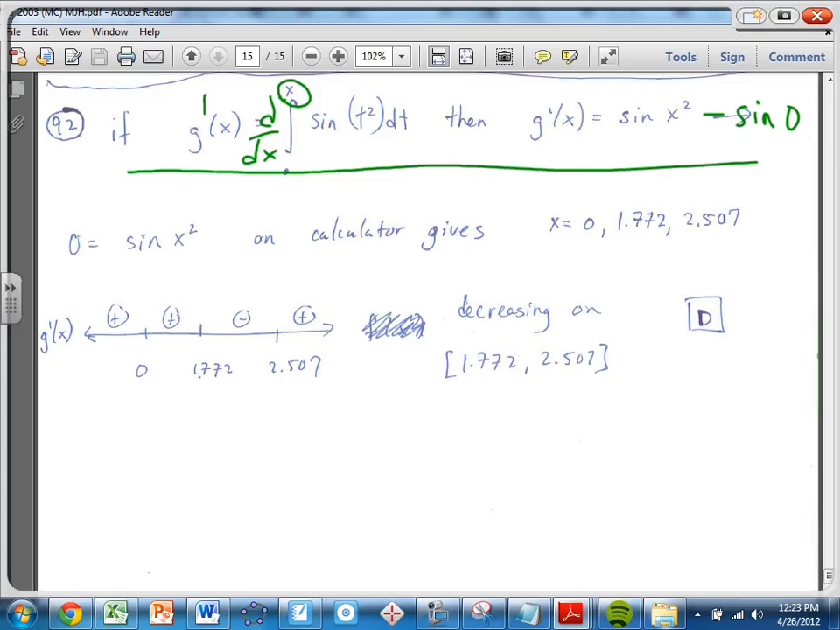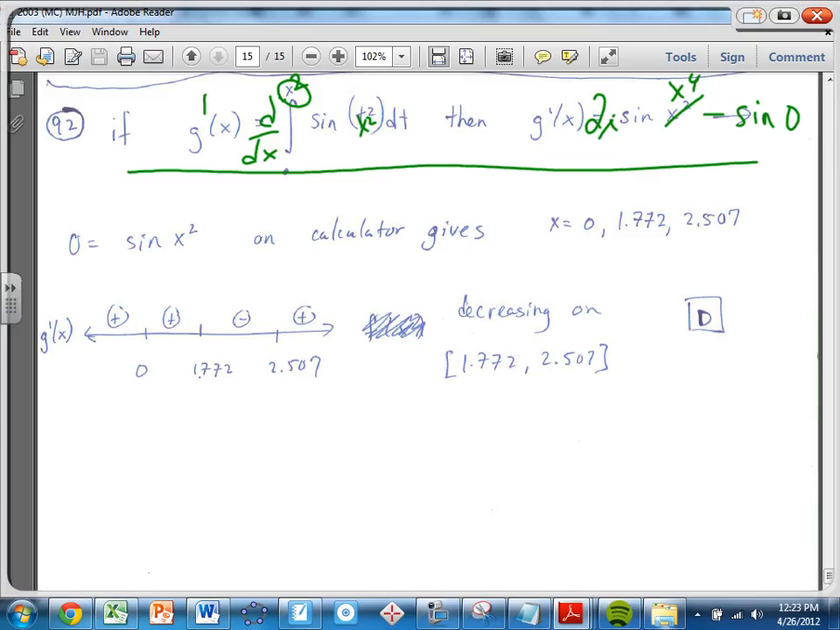If this had not been x, if this had been x squared, what do I have to multiply by? 2. Good, but it's 2x. Be careful. If this had been x squared, you would put the x squared in here. This would become x to the 4th. But then remember, you have to multiply by the derivative of that limit, which would be the 2x. And we talked about that last class. But in this problem, that doesn't happen, so don't worry about that.